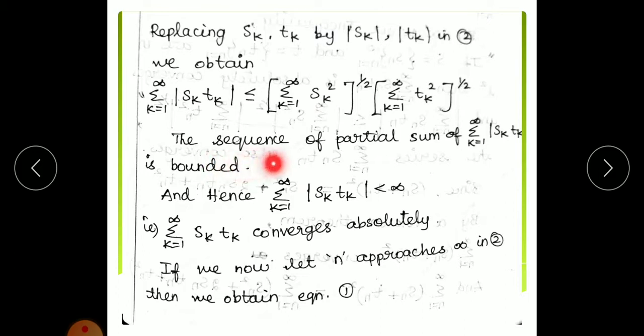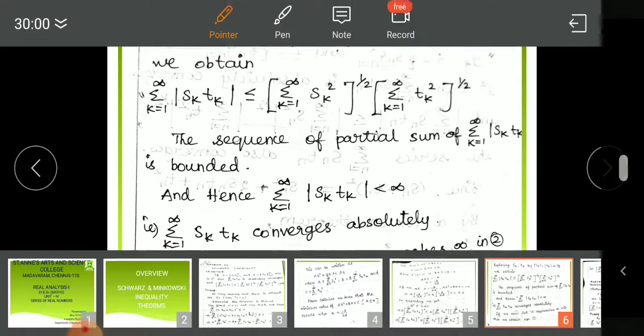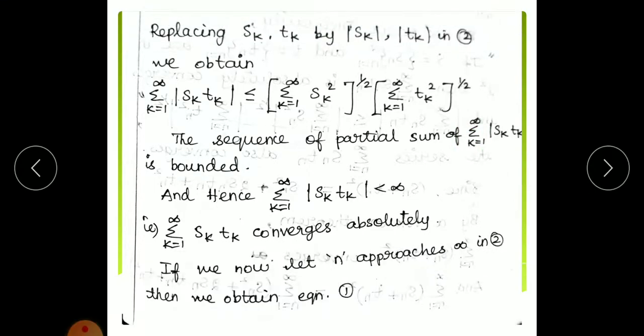Here also the sequence of partial sums of summation sk tk is bounded. Therefore this is less than infinity, so it converges absolutely by the theorem we know. Now we let n approach infinity, then we obtain equation 1, that is the modulus of summation Sn Tn is less than or equal to summation Sn squared whole power 1 by 2 into summation Tn squared whole power 1 by 2. Hence proved. So this is a proof we have to know.